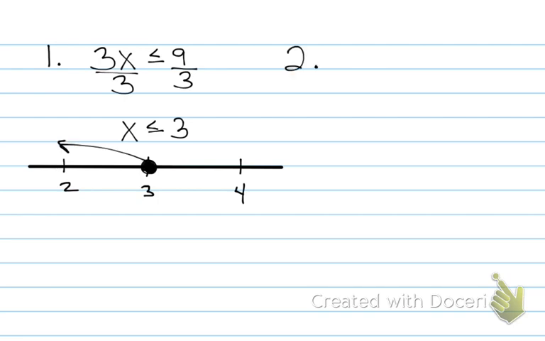All right, next one. Go ahead and do number 2. So on number 2, we divided both sides by 2 to get m is less than negative 3. Open dot on negative 3, arrow going left.